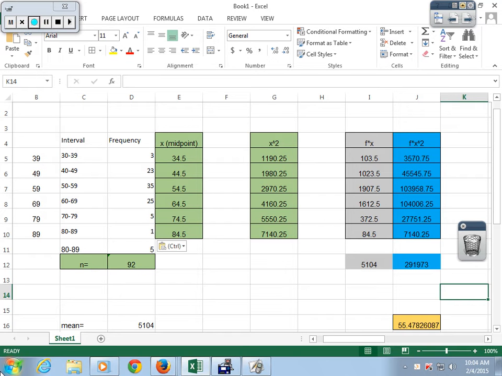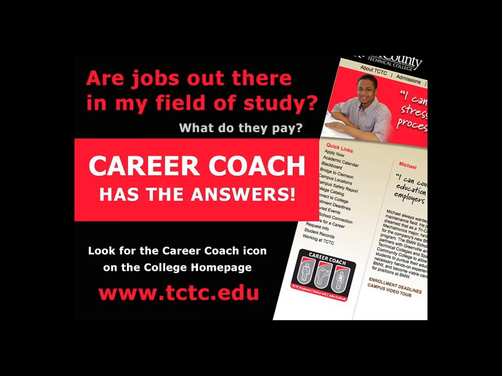What goes in the middle? What number goes in the middle? Hmm? No. What is the truest measure of center in statistics? The mean. So the mean goes in the middle.